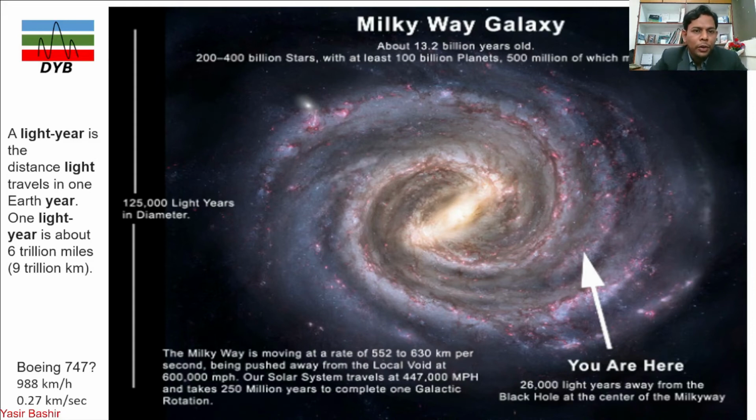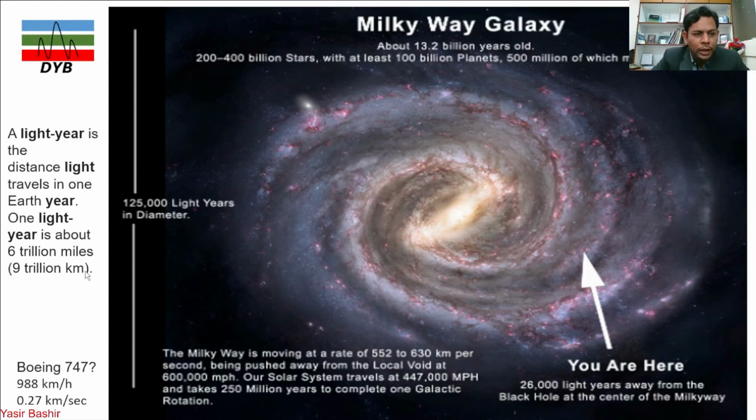So now if you look at the size of the Milky Way, from top to bottom, the diameter of the Milky Way is around 125,000 light years in diameter. So how much is 1 light year? A light year is the distance that light travels in 1 year. 1 year means 1 Earth year. So it is around 6 trillion miles or 9 trillion kilometers.